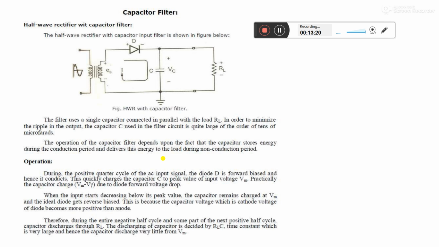Therefore, during the entire negative cycle and some part of the next positive half cycle, the capacitor discharges. There is only one path for the capacitor to discharge, handing over its charge to the next party, that is RL. The discharge of the capacitor is decided by the magnitude of the load resistance and the capacitance value. The time constant is very large, and hence the capacitor discharges very little from Vm.